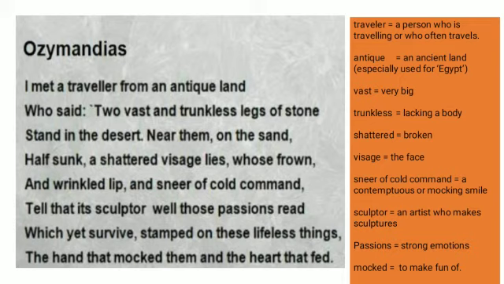Now the poet is describing the facial expressions of that broken face, of that shattered visage, whose frown, I already told you the meaning of frown, isn't it? To furrow one's brows in a way as if showing some kind of displeasure or unhappiness. Wrinkled lip, the arrogance on the face, and a sneer of cold command, as if he was giving a mocking smile, isn't it? Tell that its sculptor. Now, these expressions on the face of that particular statue, what are they telling? Tell that its sculptor.